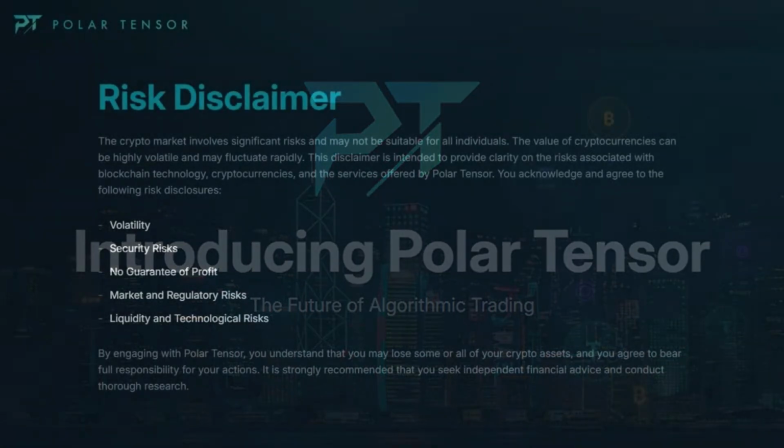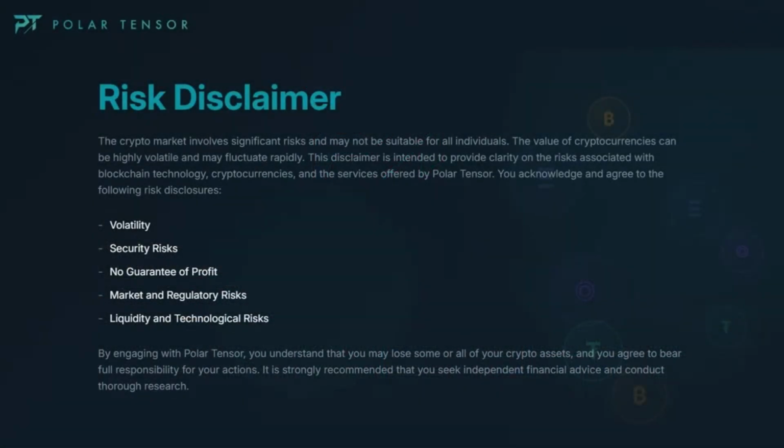Before we continue, it's important to acknowledge that cryptocurrency markets involve significant risk and are not suitable for everyone. Digital asset values are highly volatile and can fluctuate rapidly. There is no guarantee of profit, and losses are possible. Participation requires independent research and personal responsibility. You should never risk more than you can afford to lose.